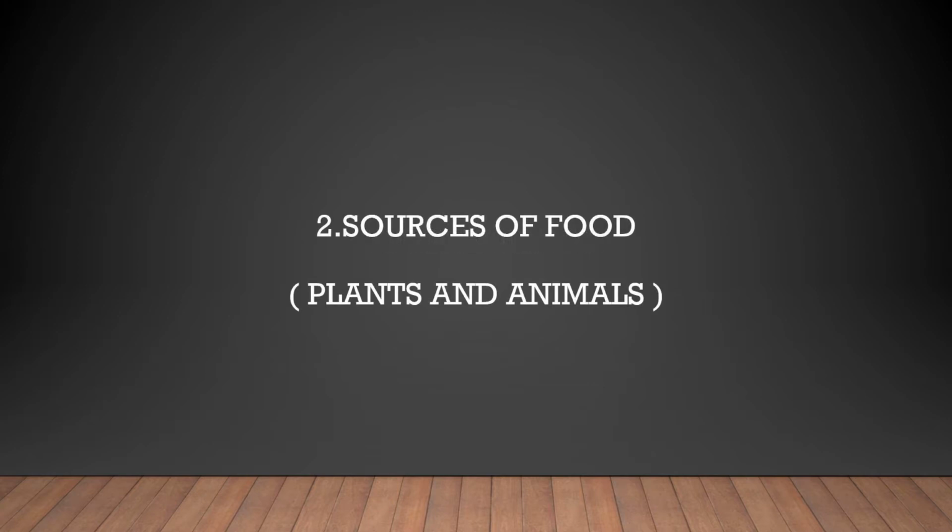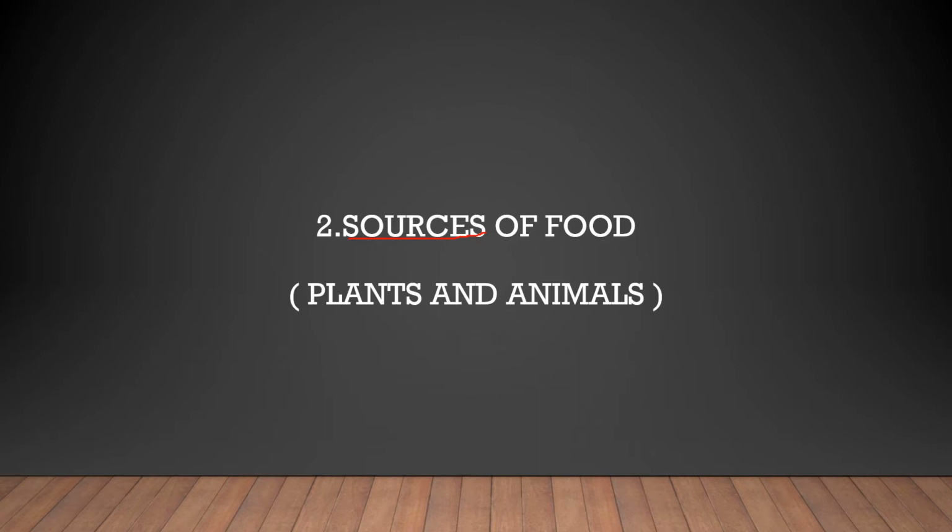What are sources of food? What does the word sources mean? Sources means something from where you get something. For example, the sources from where you get education are schools, online tutorials, tuition classes. These are the places from where you get education. So the places from where you get something are called its source.